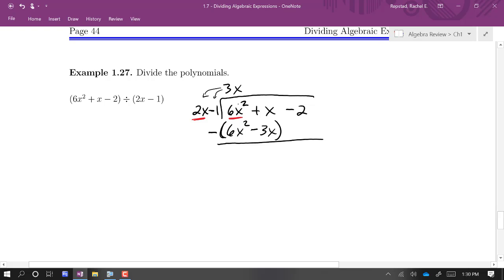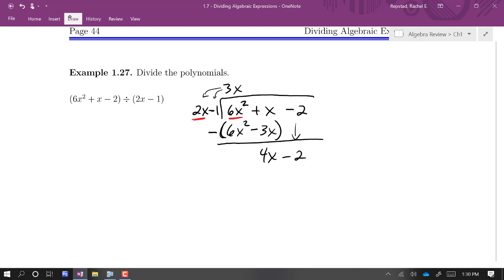So 6x squared minus 6x squared, that goes away. That is by design. That first term should always just cancel. And next I have x minus a negative 3x. So that's x plus 3x, or 4x. And now I bring down the rest of the terms. There's only one term remaining, but generally I bring down all the rest of the terms.